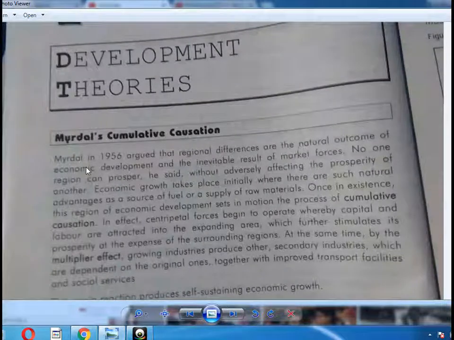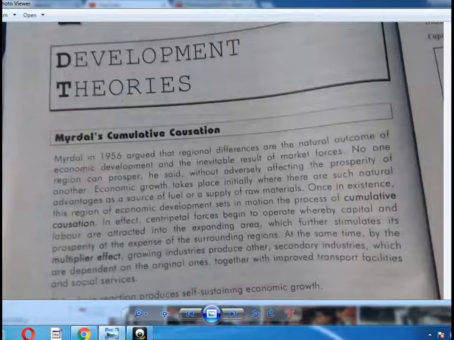So you understood it. If we see again, Myrdal in 1956 argued that regional differences come from the natural outcome of economic development, an inevitable result of market forces. So no one region can prosper without adversely affecting the prosperity of another. Economic growth takes place initially where there are such natural advantages as a source of fuel or supply of raw material. Once in existence, economic development sets in motion the process of cumulative causation.